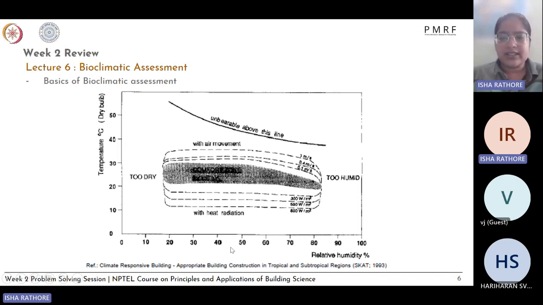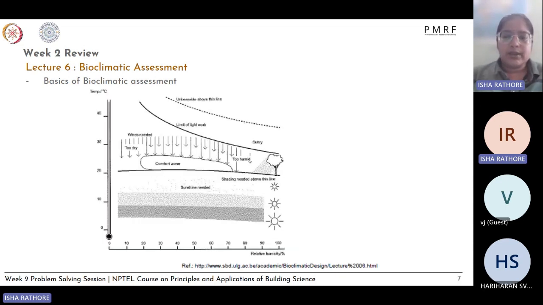On the relative humidity scale, it is too dry if it's less than 20, and if it's more than 80, it's too humid. You will not feel comfortable if it's more than 80. So this is why these areas are outside the bound of the comfortable zone. This is from the reference Climate Responsive Building, SKAT 1993. Then similarly we have the relation between the wind speed and what sort of radiation effect is also required. So this is just to define the base bioclimatic comfortable zone for the occupants of buildings.